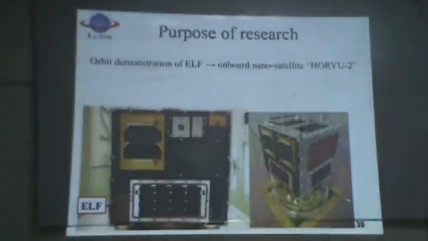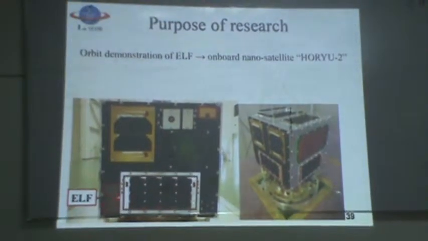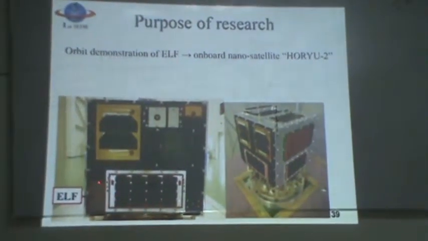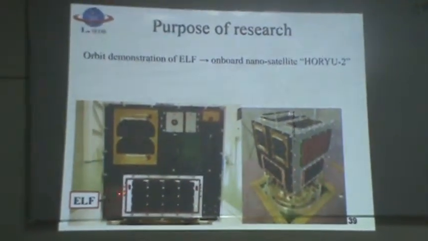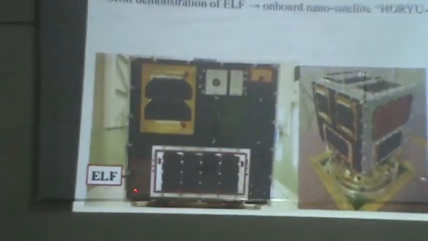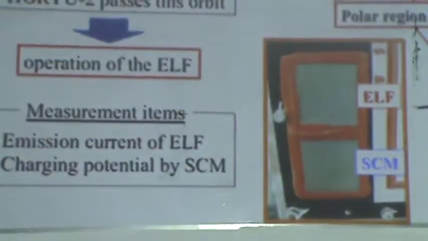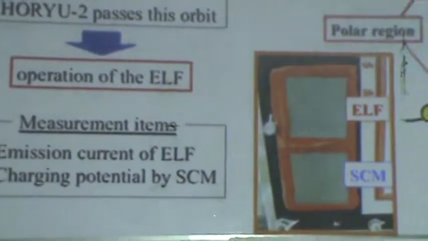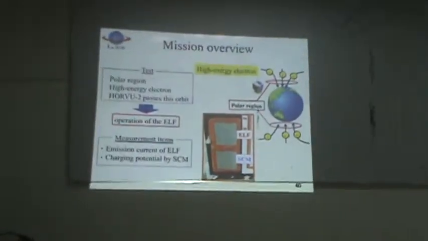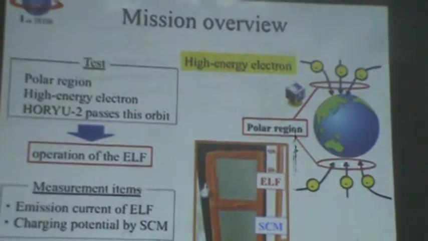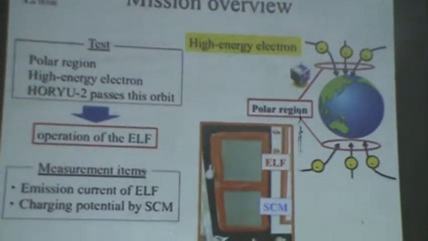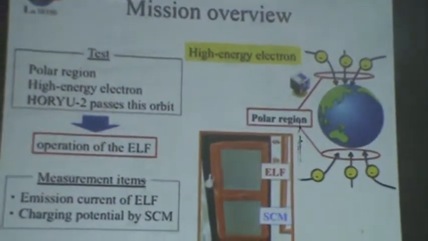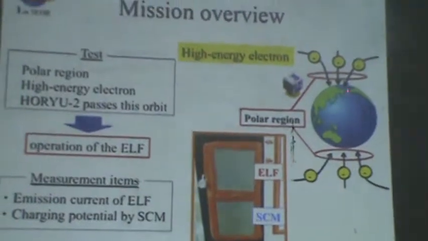And this is our satellite. On this satellite, these are the two sensors I designed. One is ELF and another is SCM, and we have the related circuit to measure the potential and the emission from this one. And this is our ROBU, and it passes through the North Pole and South Pole. And you know, at the North Pole and South Pole, the field is very intensive, the flux is very high. So the ion density is very high here.